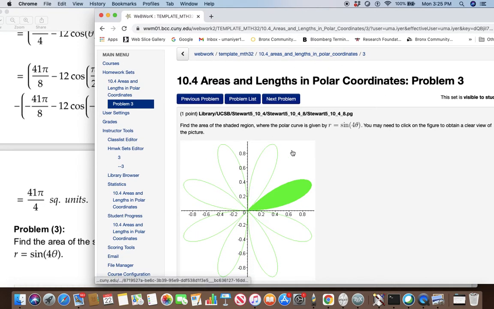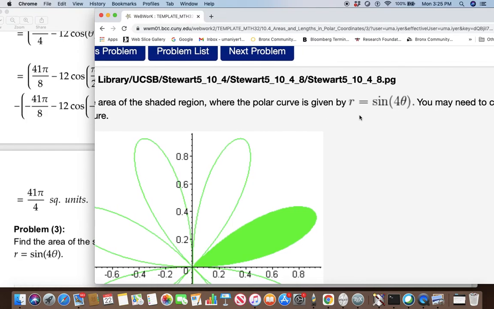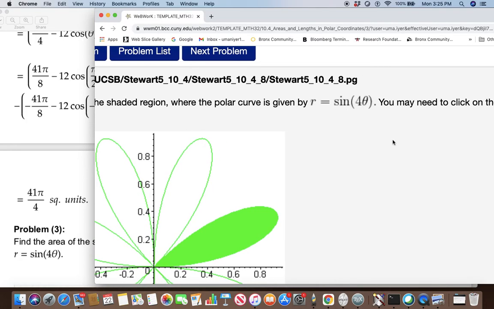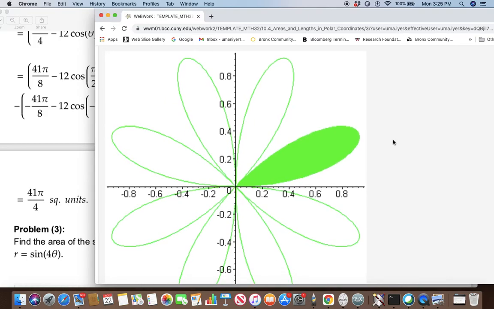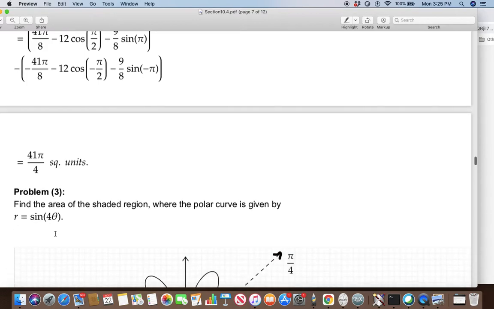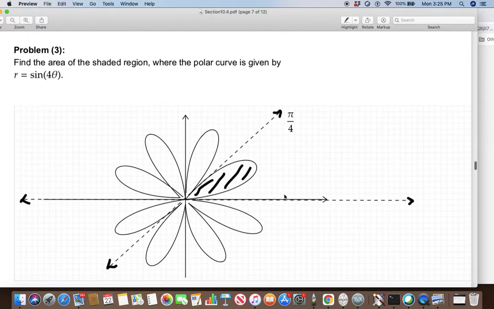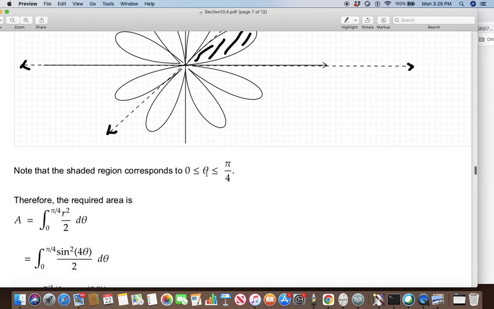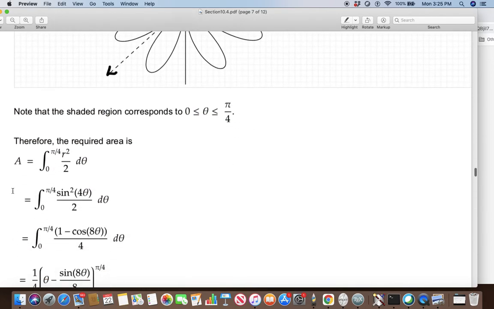Next. Find the area of the shaded region where the polar curve is given by r equals sine 4 theta. All right. So r equals sine 4 theta. Looks like there are what? 8 petals? Yes. So you want to find the area of one petal. This looks like angle 0 radians until angle pi over 4 radians. Okay. Let's check. Right. So theta is between 0 and pi over 4, r squared over 2.